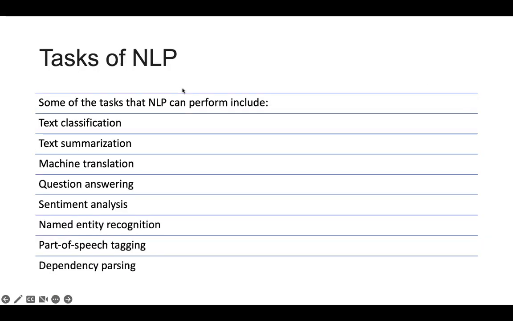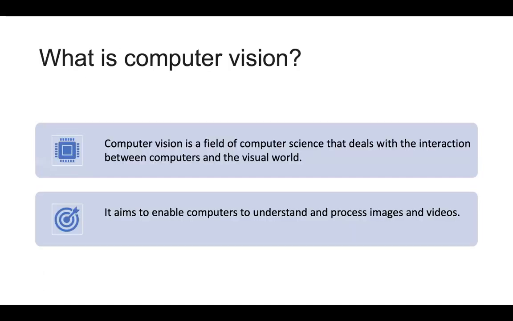So NLP is very, very important. There are some applications like text summarization, classification, question answering, building a bot, sentiment analysis, identifying the NERs. A lot of other applications that we are having. The second important thing is computer vision.